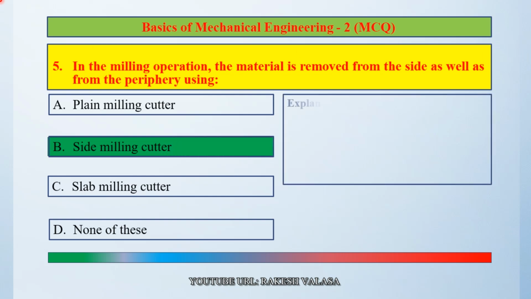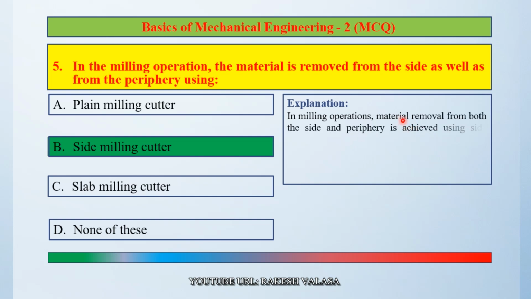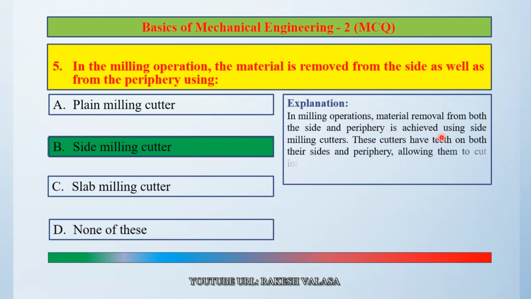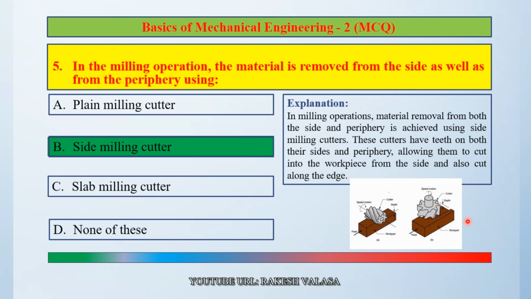Let us see the explanation. In milling operations, material removal from both the side and periphery is achieved using side milling cutters. These cutters have teeth on both their sides and periphery, allowing them to cut into the workpiece from the side and also cut along the edge. So the correct answer is option B, side milling cutter. You can also see this image.